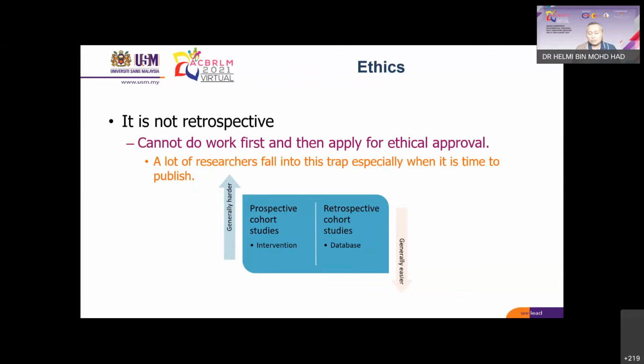So in general, we can divide research into two clusters, either retrospective or prospective studies. It is easier to get ethical approval for retrospective studies compared to prospective studies. It is not impossible, but it's easier because for retrospective, you are looking at available data sets, compared to prospective, where you need to go out and collect data.